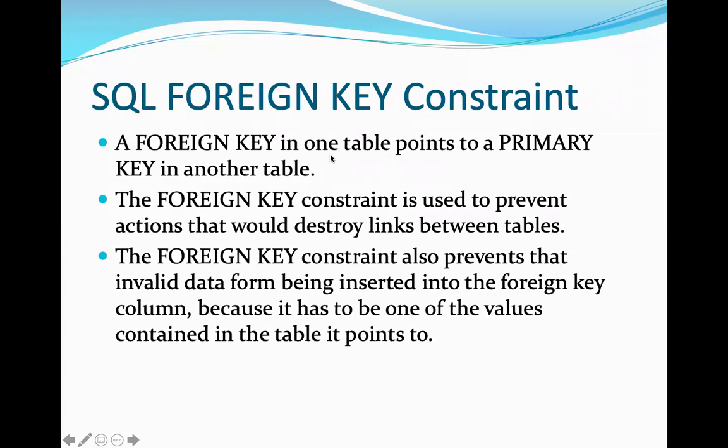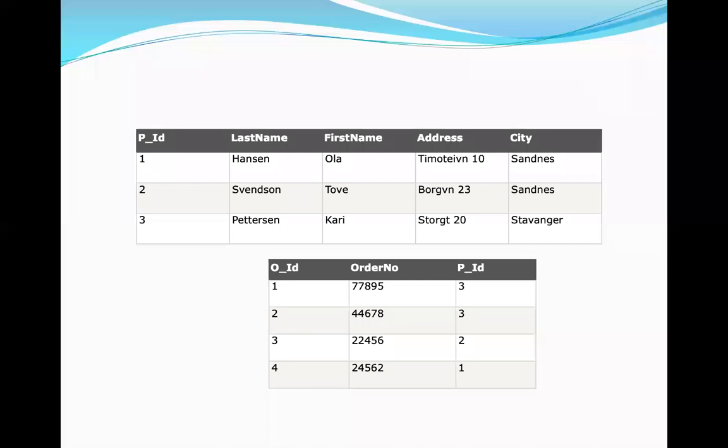A foreign key is one table pointing to a primary key of another table. So one table's primary key could become the foreign key of another table, so that the two tables could be related with each other. Like here, this is a person table, this is the order table. So in that order table, this PID is the foreign key, and here this PID is the primary key.